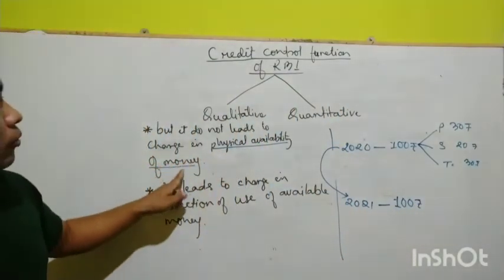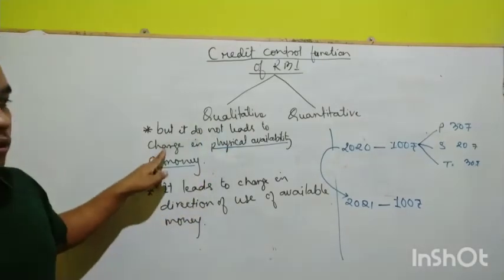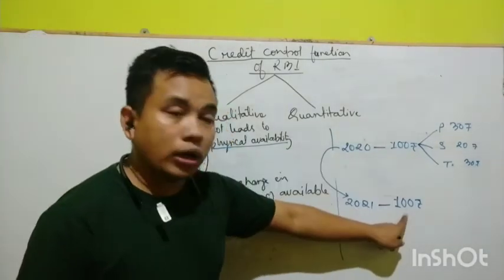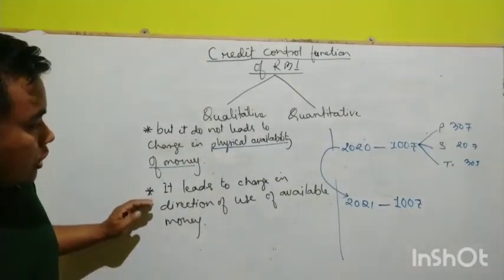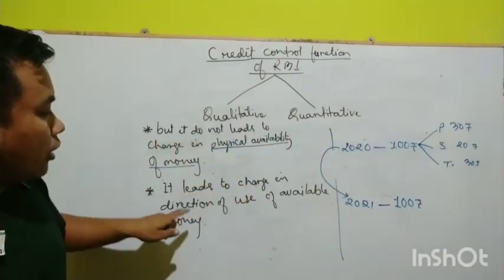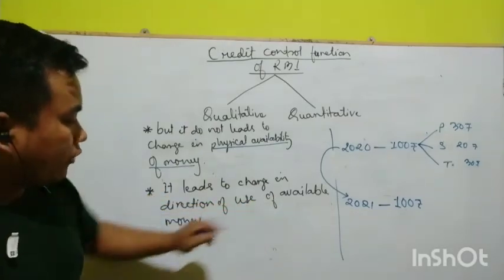The physical availability of money does not change. The same amount of rupees 100 remains the same. So according to this, the qualitative tool leads to a change in the direction of use of available money.